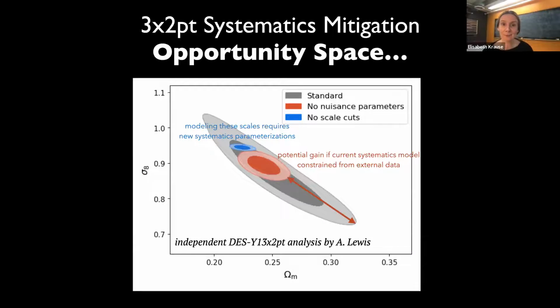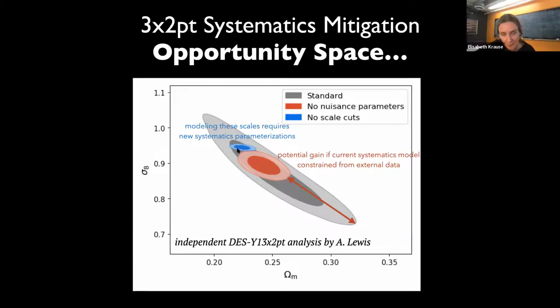Now, in terms of systematic opportunities, I'd like to highlight here this rogue DES analysis by Anthony Lewis, repeating our year one analysis shown in gray, once fixing all systematic parameters to their best fit values, shown in red. So this illustrates the potential gain if current systematic models could be entirely constrained from external data, if we could get perfect priors on all the systematic effects.